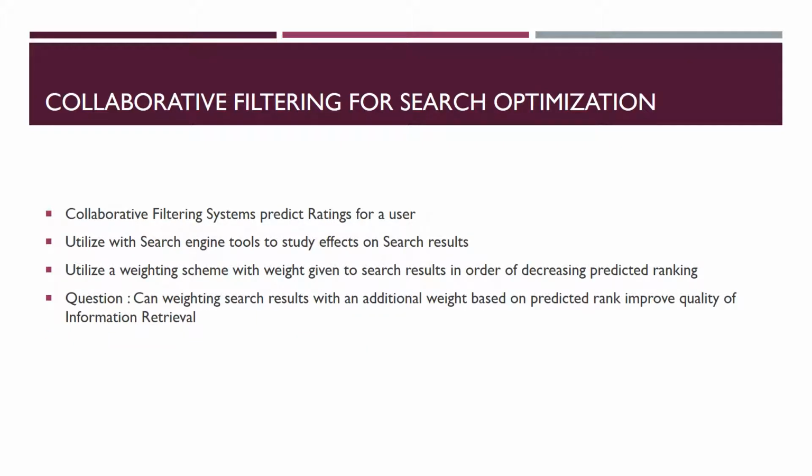Now, what about utilizing collaborative filtering for search optimization? The idea behind this is that if you have a collaborative filtering system, it can predict the ratings for a user for a particular item. Then a weighting scheme could be utilized, with weight given to search results in order of decreasing predicted ranking for those items that are uncovered in a search. Now the question is, can weighting these search results with additional weight based on predicted rank improve the quality of information retrieval?